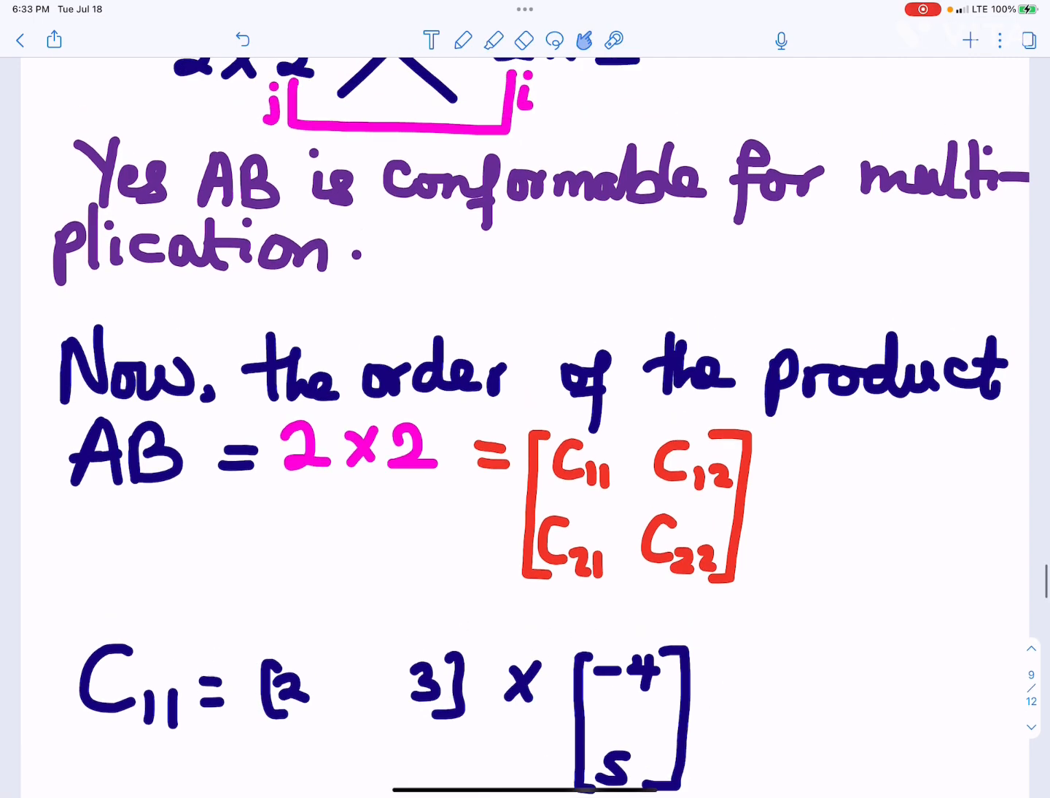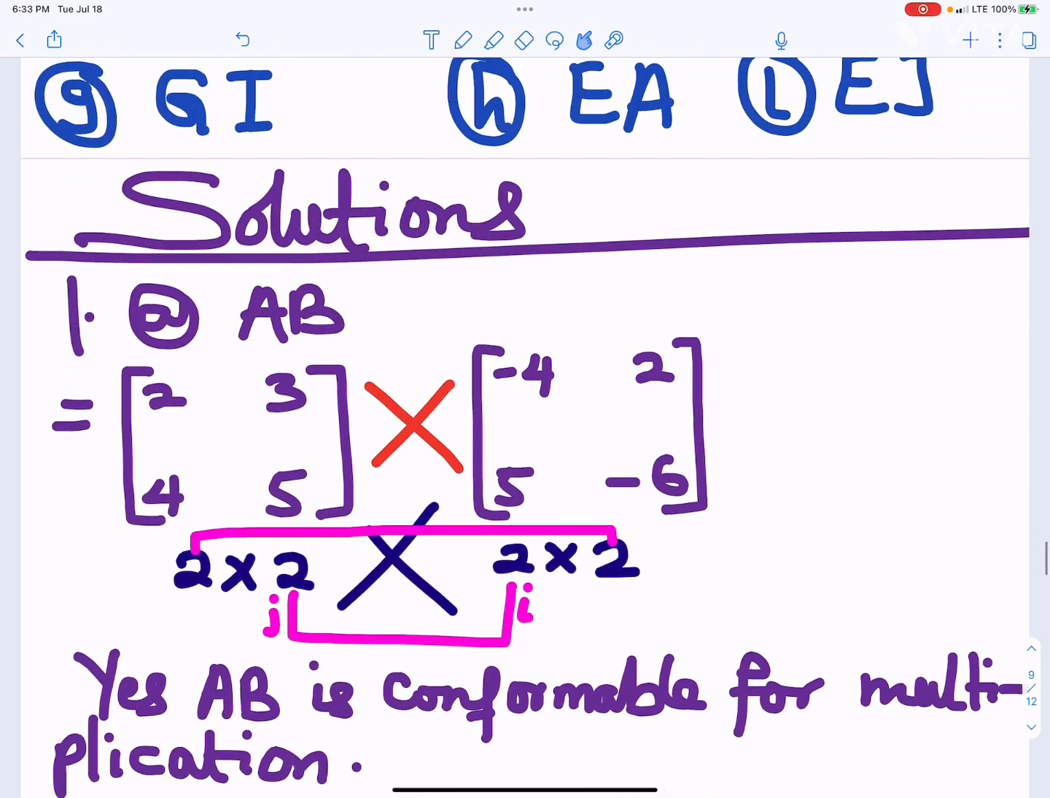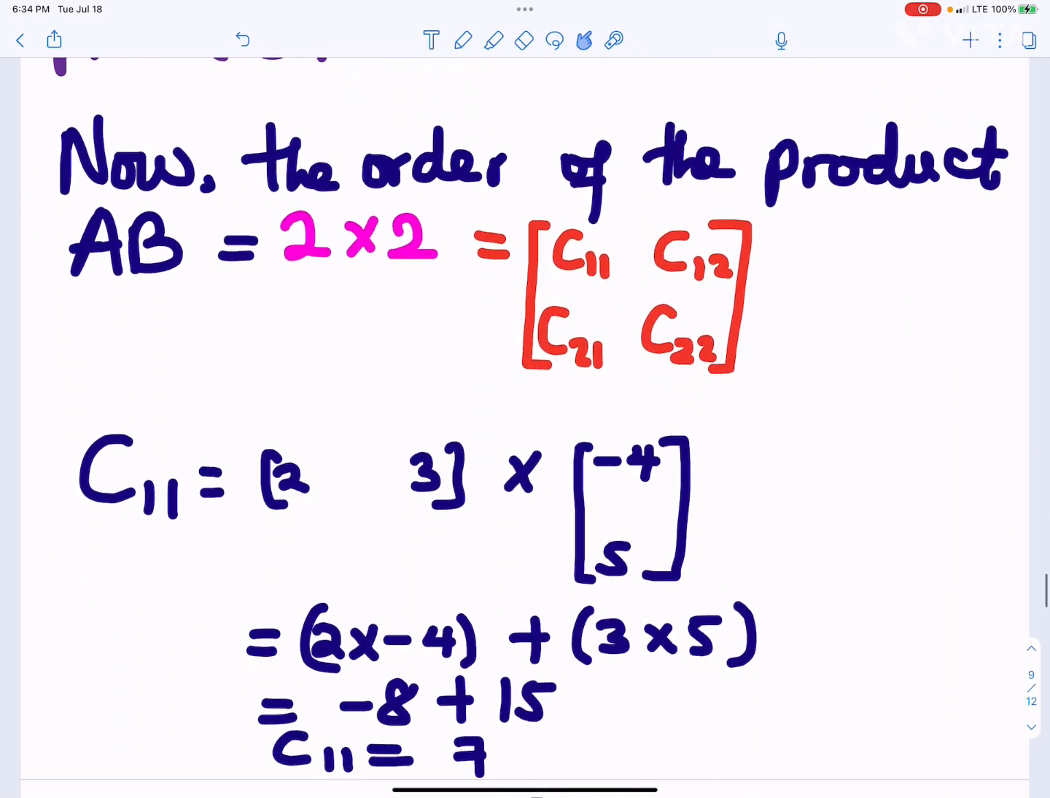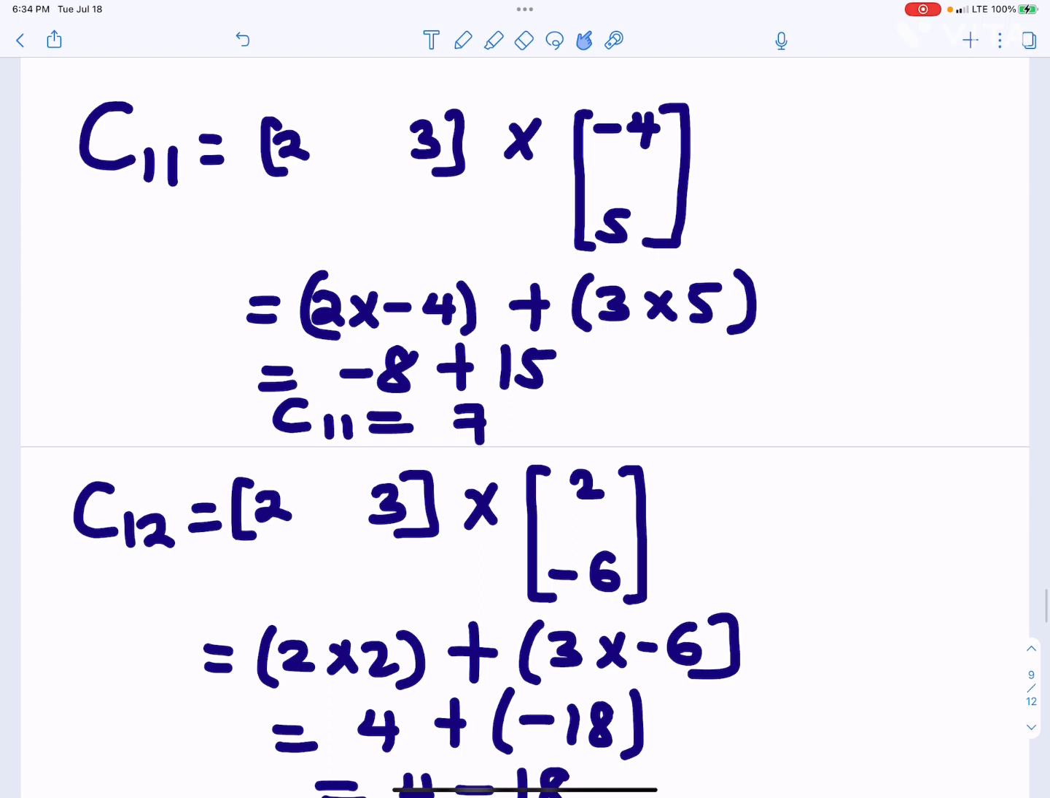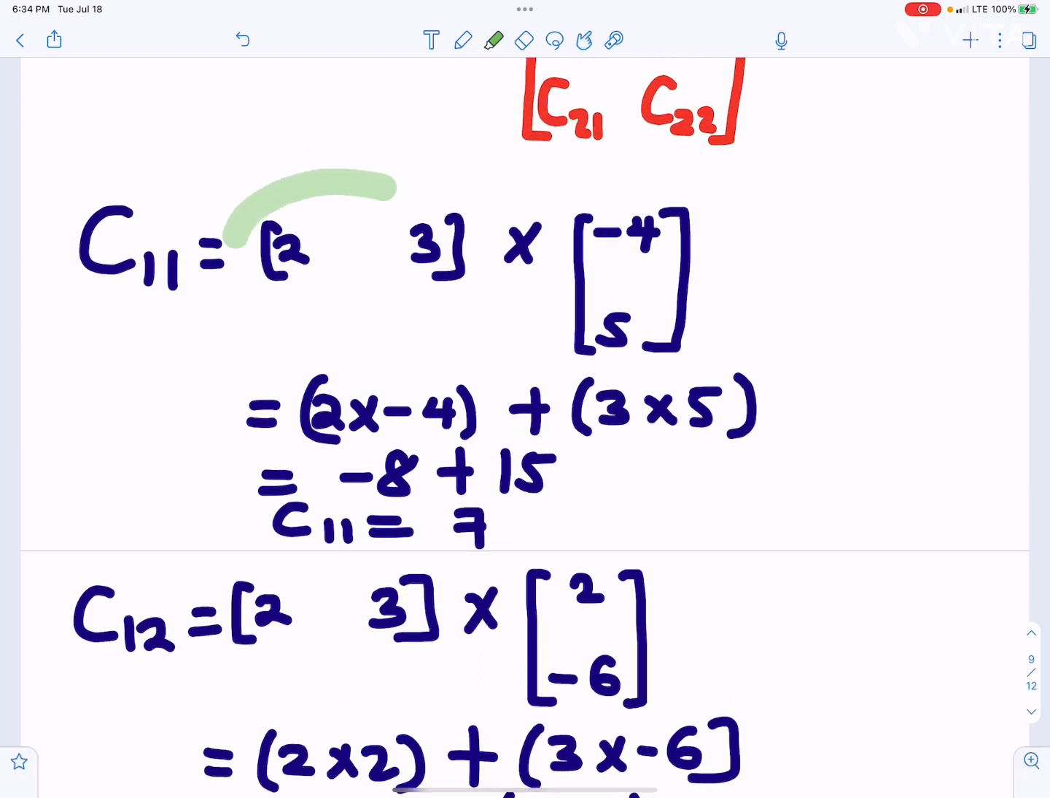Come with me so we can check. First row in matrix A is what? 2, 3. First column in matrix B is minus 4, 5. So I'll multiply those two to get the value in the first cell in my answer. So this is how we do that multiplication. I'll write the matrices out like this. First row in A times first column in B.